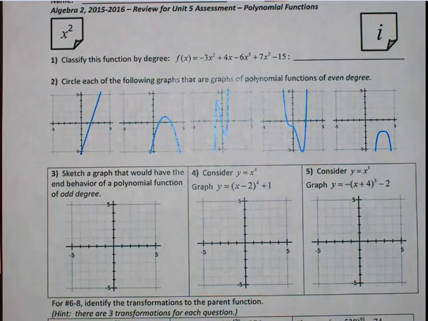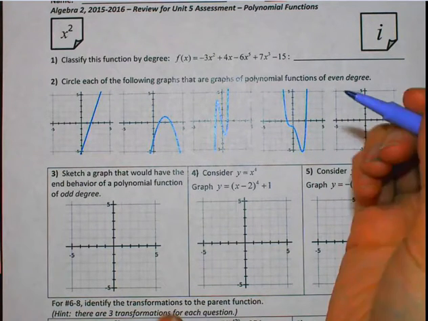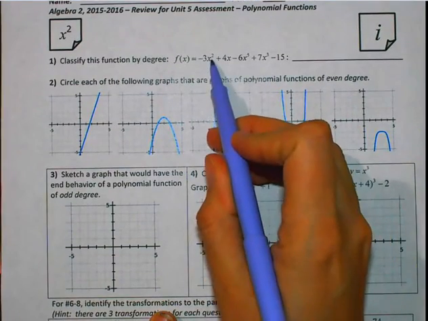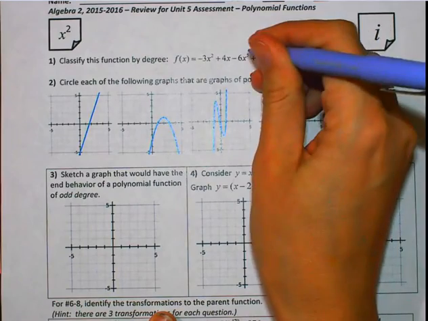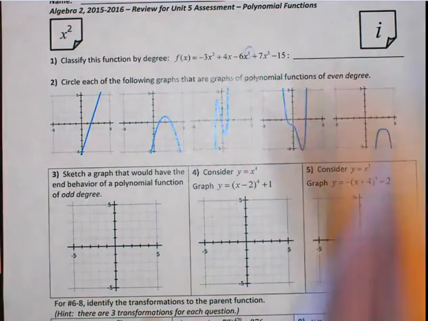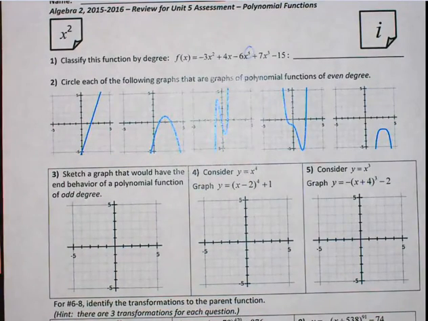Okay, this is the Unit 5, Algebra 2 review. Starting with the first question, it says classify this function by degree. So we always want to look to see what the highest degree is. Notice this is not in standard form, so I'm looking through finding the highest degree. 5 is the highest degree, so that is a quintic.